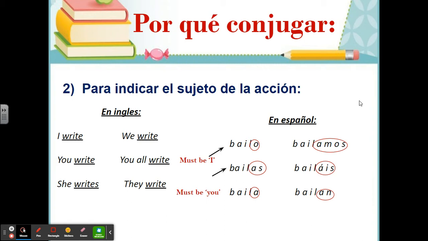Okay? Bailas must be you. I'm probably asking other people, like, hey, I'm fantastic. I dance really great. Bailo muy bien. ¿Tú bailas bien? Do you dance? Because then nosotros, we can dance together. Podemos bailar o bailamos juntos.